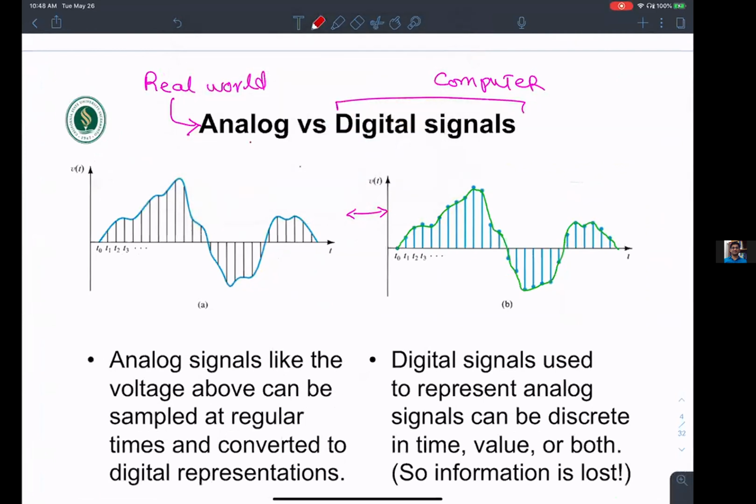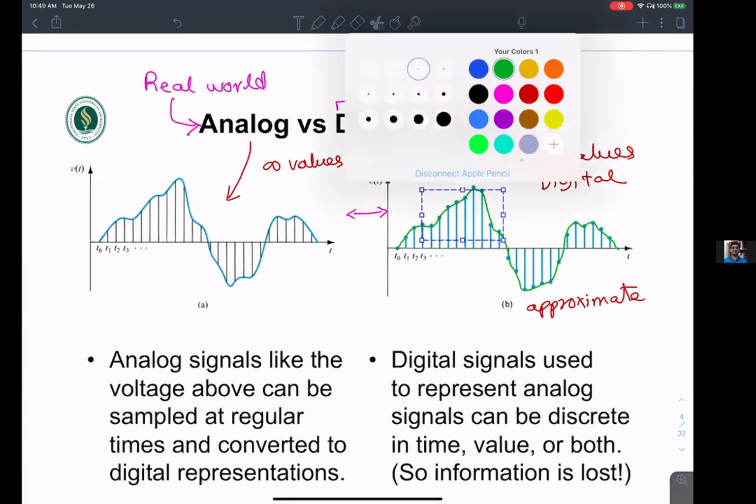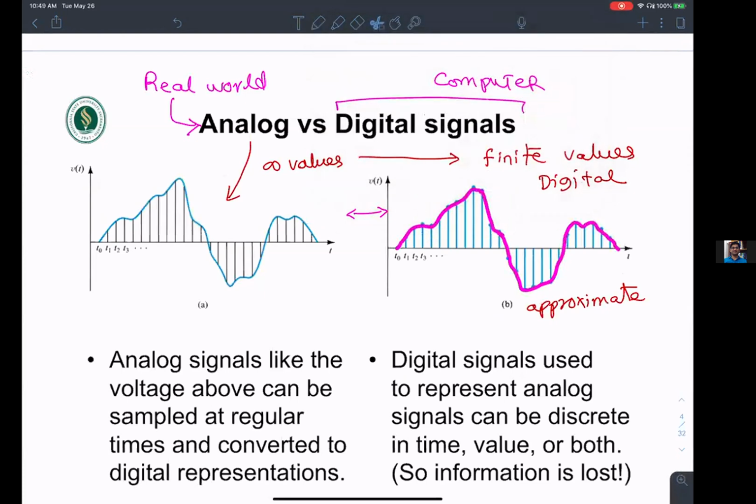So this is an analog signal, with infinite values, and that is approximated using finite values here in digital. So it's always going to be an approximate representation of the underlying quantity. But if we do a really good job of doing the approximation, then we can have enough faith that the approximation is good enough for my applications.